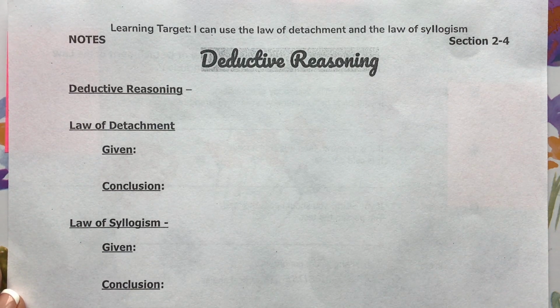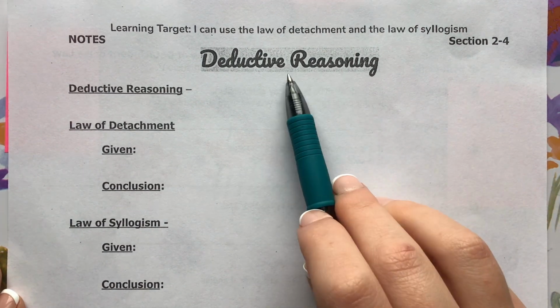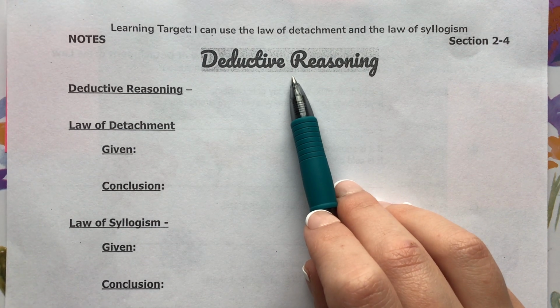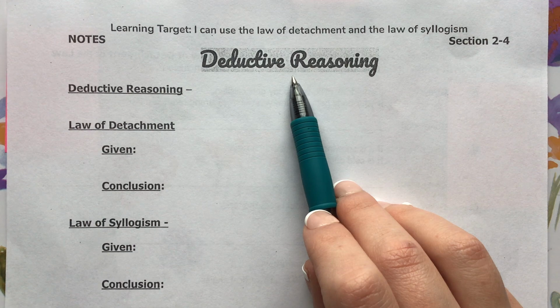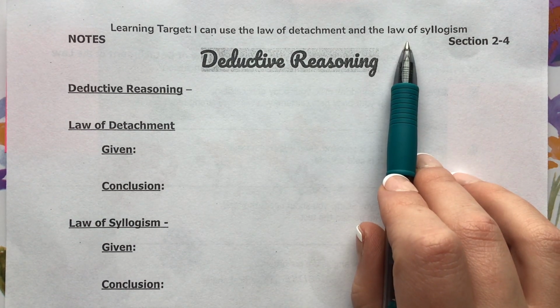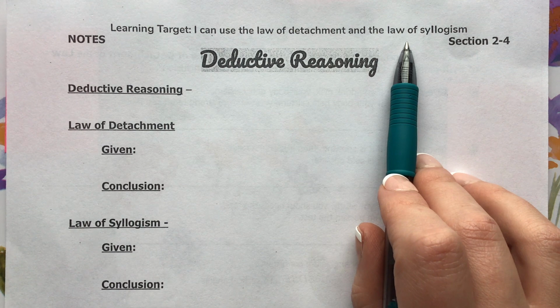Good evening, geometry students. So today we're going to be working in section 2-4, and it's called deductive reasoning. And today I'd like for you to be able to use two laws that we're going to talk about during these notes, and they're called the law of detachment and the law of syllogism. And when you use those laws, you're going to come to conclusions. So first we have some definitions that we're going to cover, then we'll jump right into some examples for you.